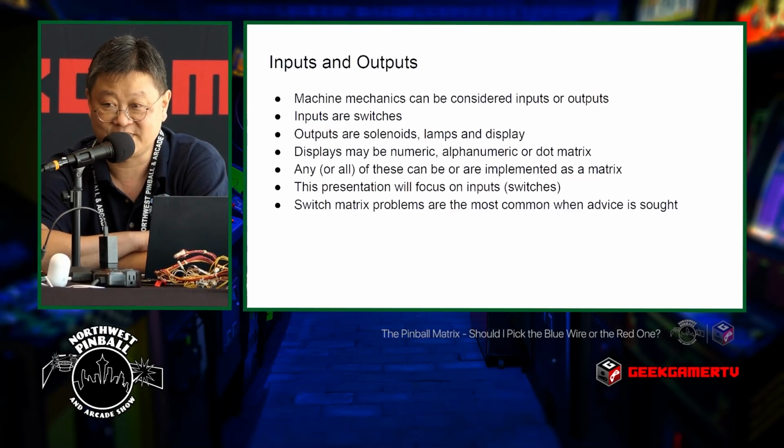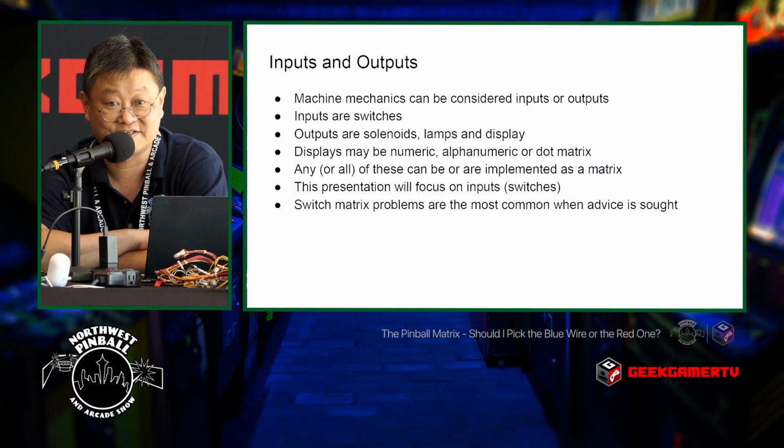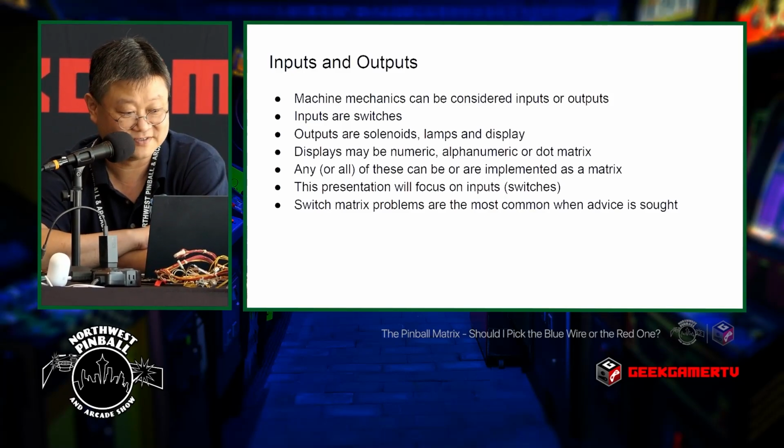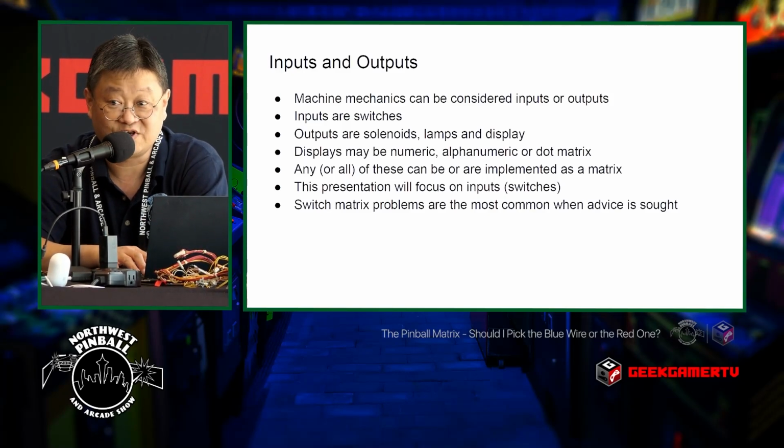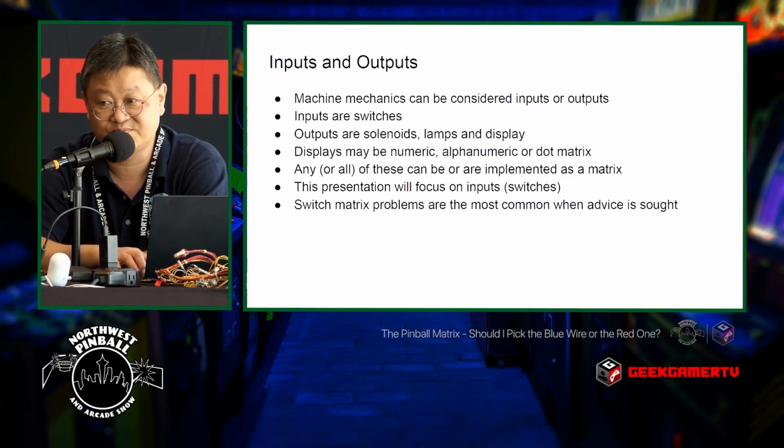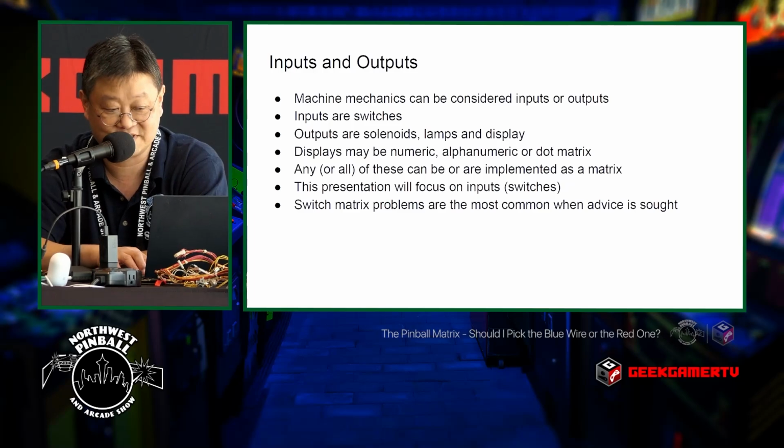To break down displays further, they can be either numeric, or dot, and that's the progression throughout history. Numeric was the first iteration of displays. You'll see them in early Williams. Then they went to alphanumeric, and then they went to dot. And now they've gone to LCD screens. This presentation will focus on inputs, switches, because that's often where people generally see a problem. If you've got a problem in the lamp matrix, the lamp won't light correctly, who cares, the game still plays, right? If you've got a problem in the switch matrix, the switches don't register, well, the game doesn't play properly. Now you're unhappy. This is why I want to focus on switches.